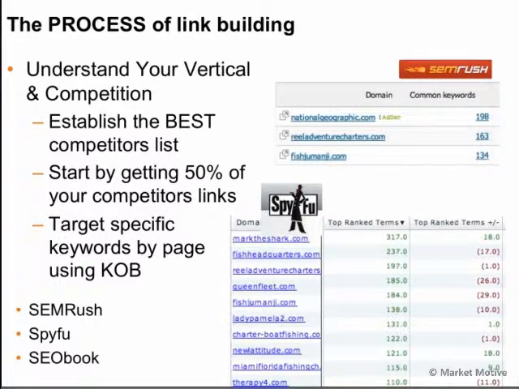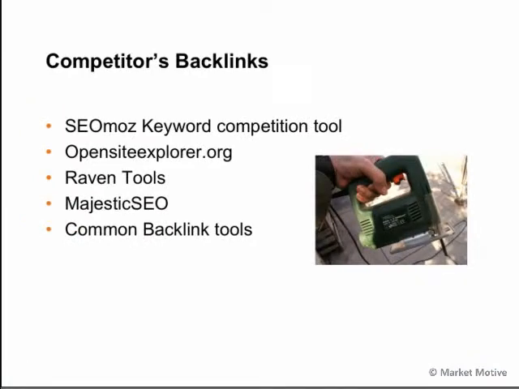So in the process of link building, we looked at understanding the vertical and competition. This is why we grabbed some of these competitors. I'm trying to rank MiamiFishing.com for Miami Fishing, so I'm going to take a look at all the sites that are up there for some of the top terms in that area: Mark the Shark, Real Adventure Charters, Queen Fleet, Fish Jumanji, and I'm going to plug these into some of the competitor backlink tools that we're going to look at.